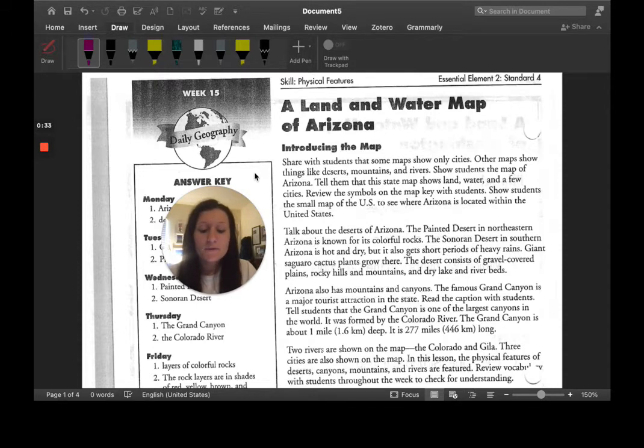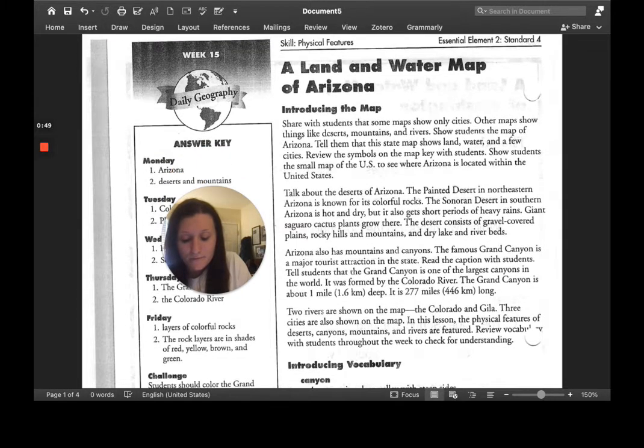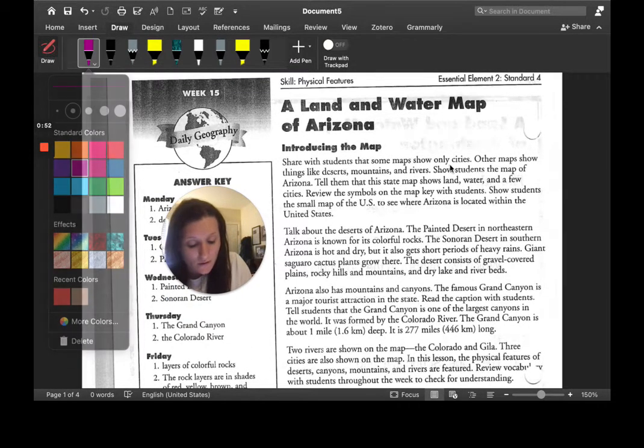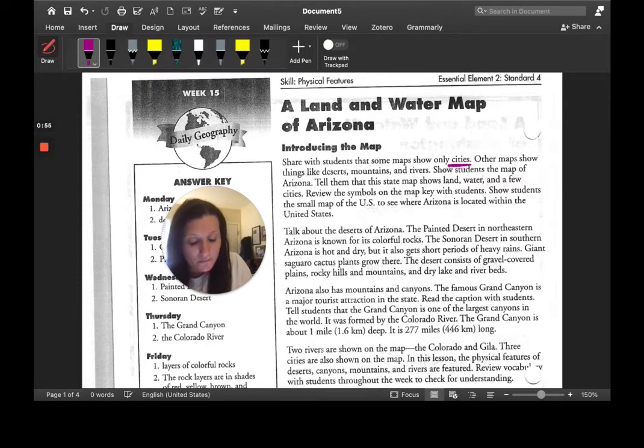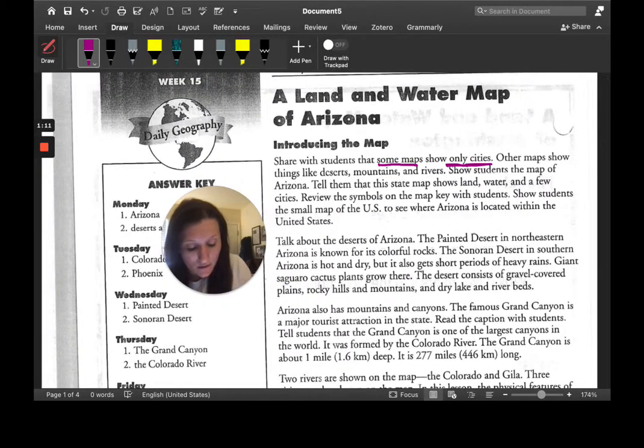With some maps, they only show us cities. So they're only going to show where certain cities are located and what their names are. So we're going to underline that some maps show only cities. Now, other maps, like the maps we're going to look at today, show things such as deserts, mountains, and also rivers.